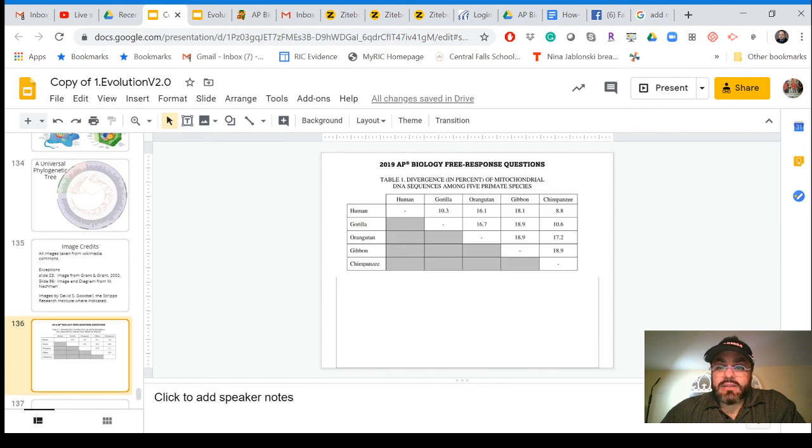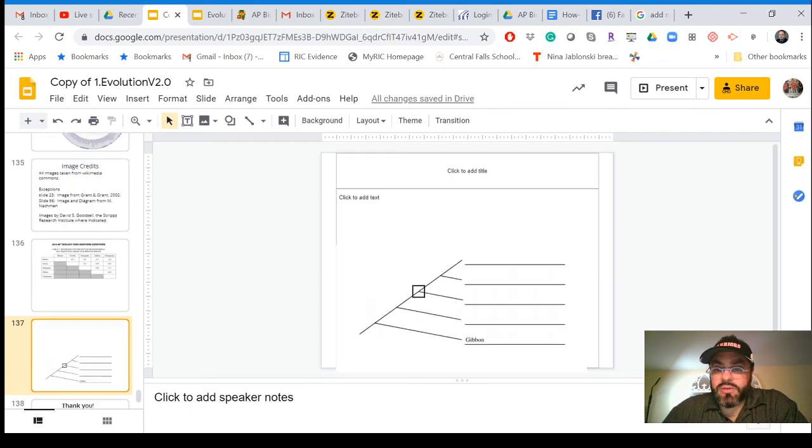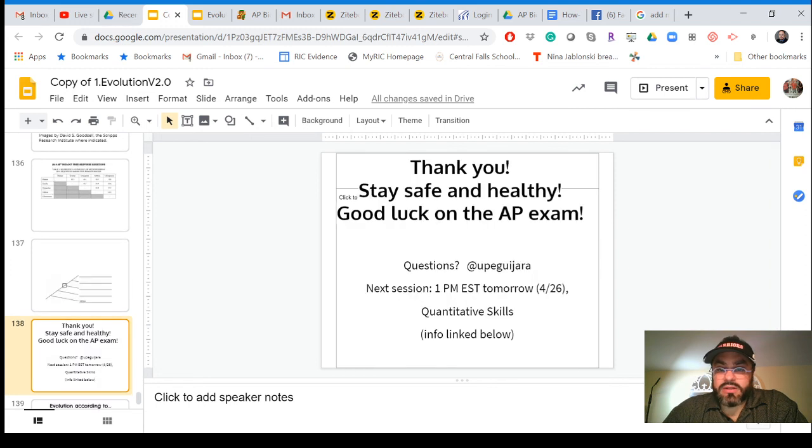And I did have some sample questions here, for example the 2019 free response question, where we have all of these primates here: gorilla, orangutan, gibbon, and chimpanzee, and DNA sequences. And eventually what you had to do with that is create a phylogenetic tree.